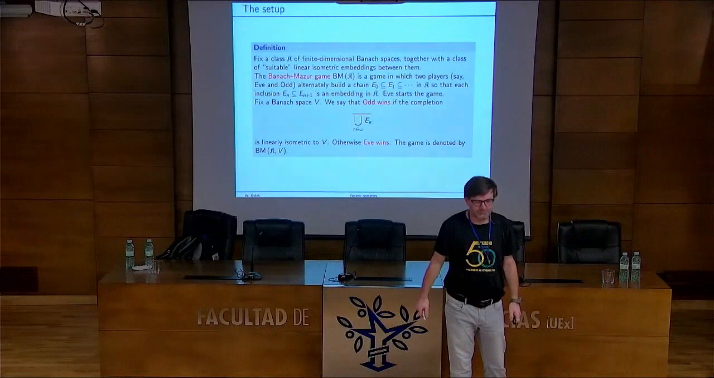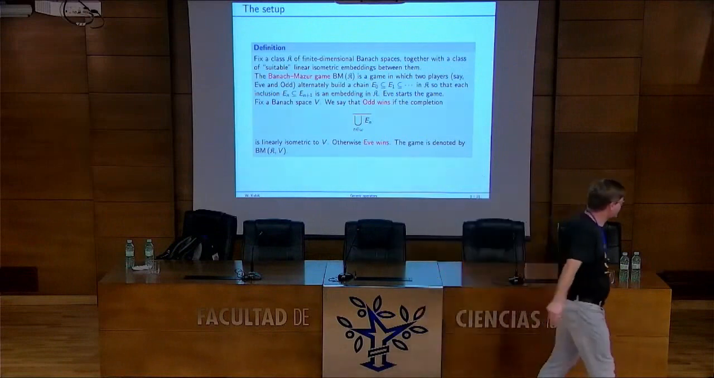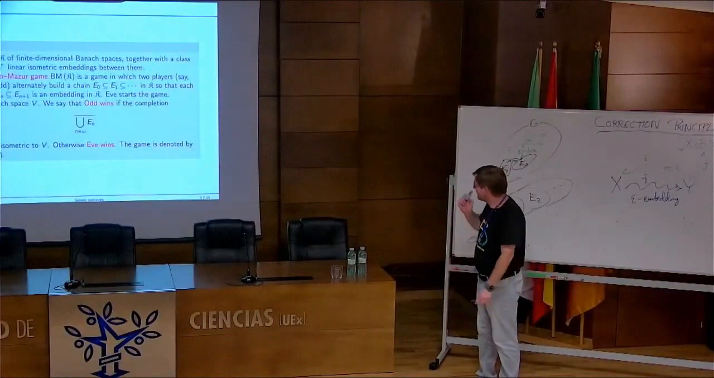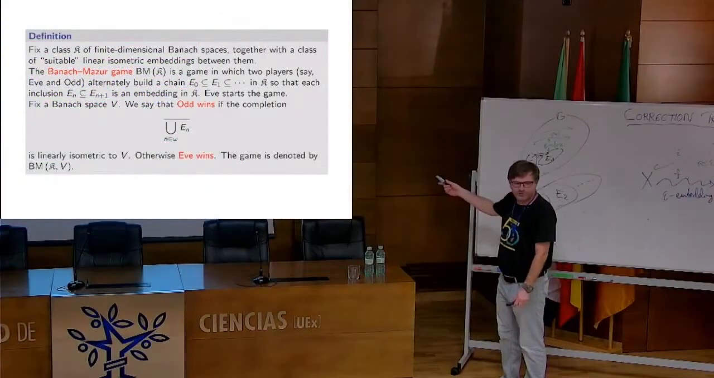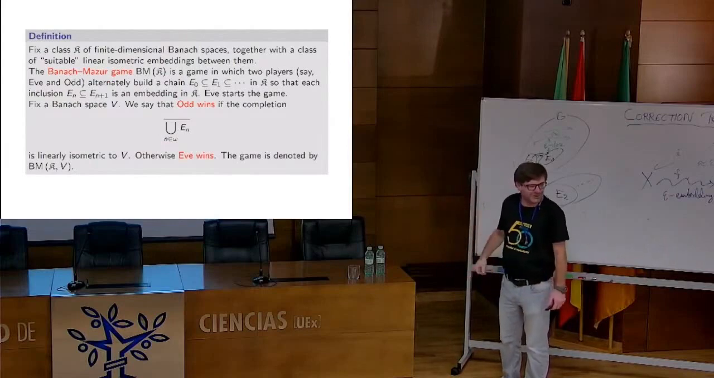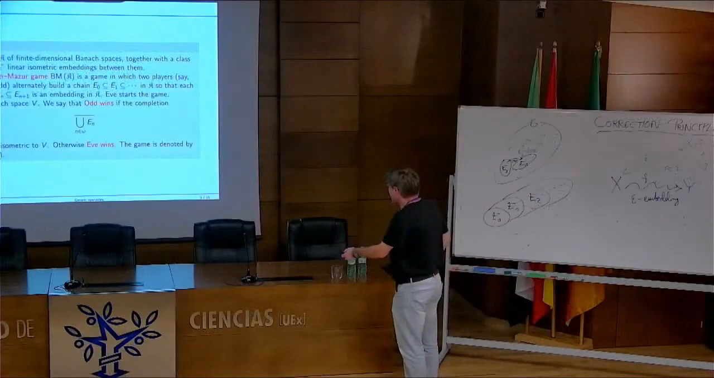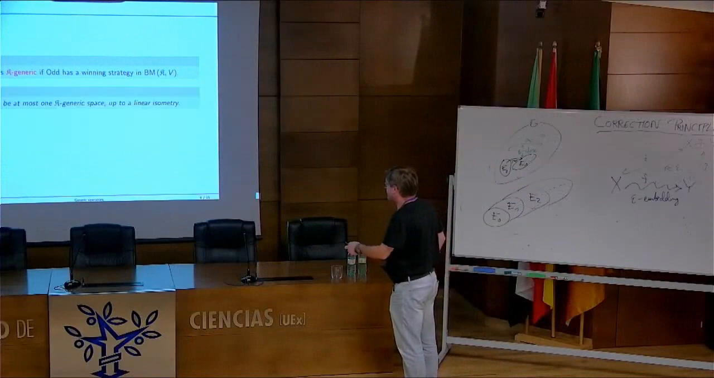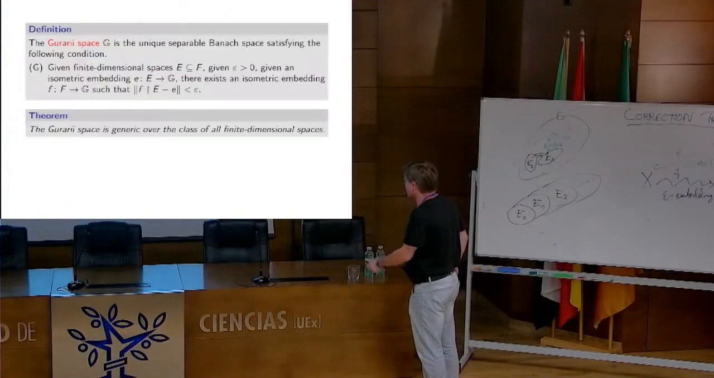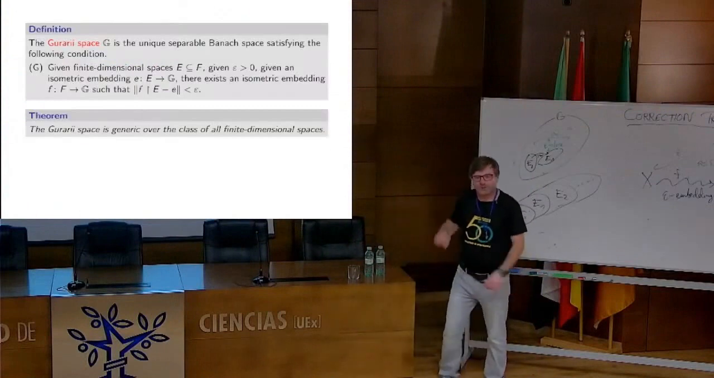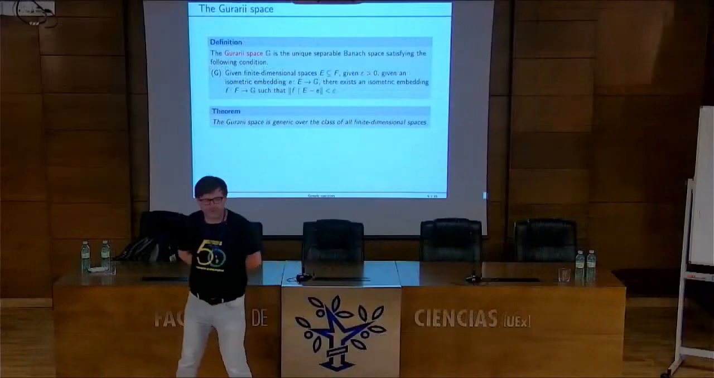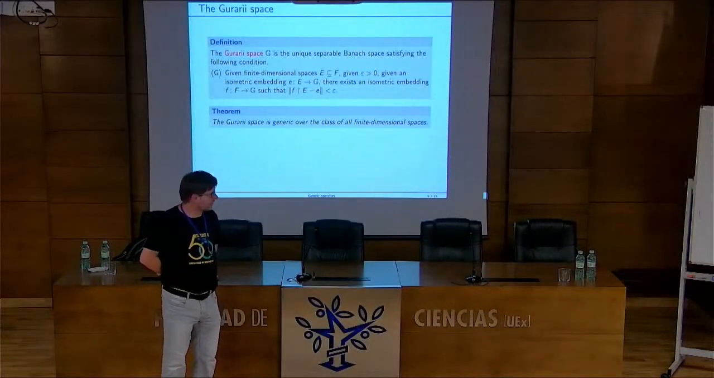Yeah? There are many possibilities. And it's very easy to explain even to students who do not know functional analysis except the very basic notions. Yeah? And it turns out that indeed the second player has a winning strategy for obtaining the Gurari space. It should not be so surprising.